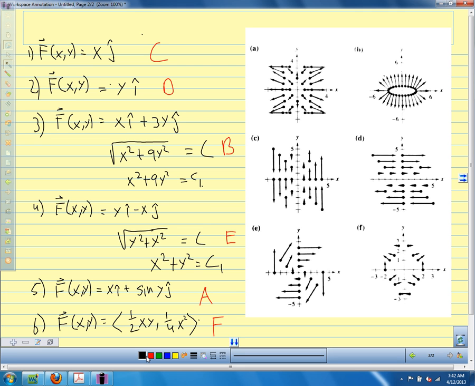All right. Questions on those? So just a little work with visualizing these vector fields.